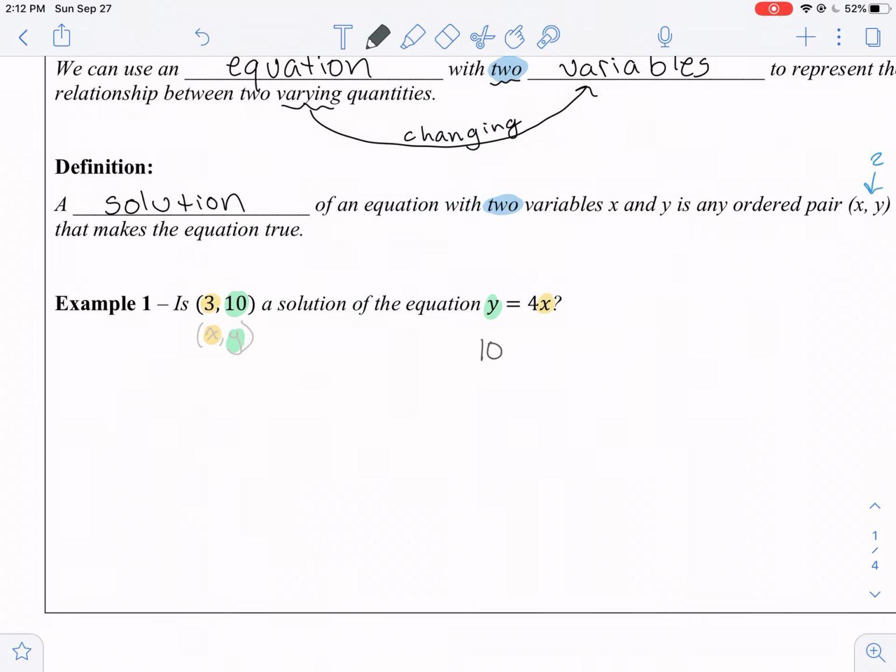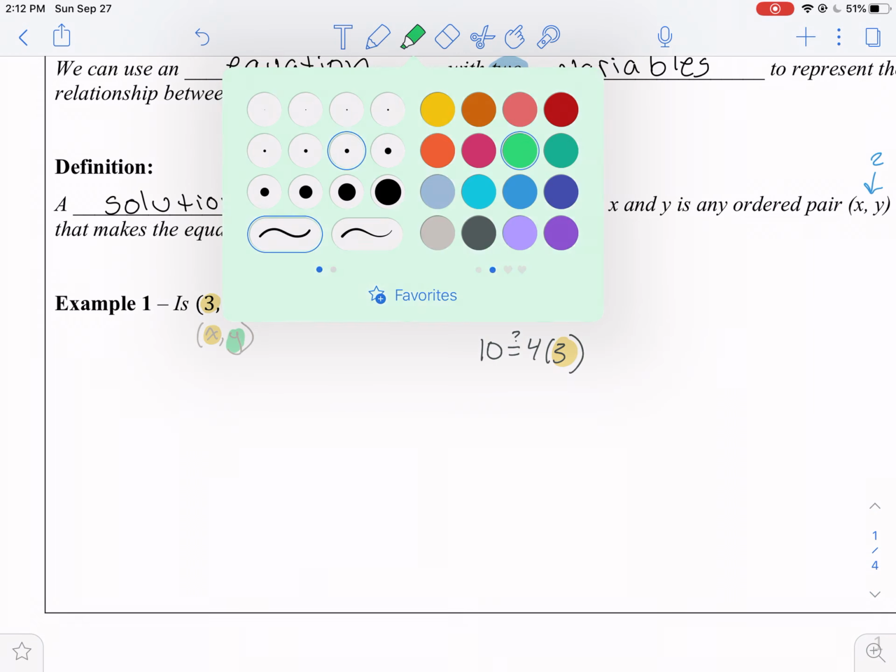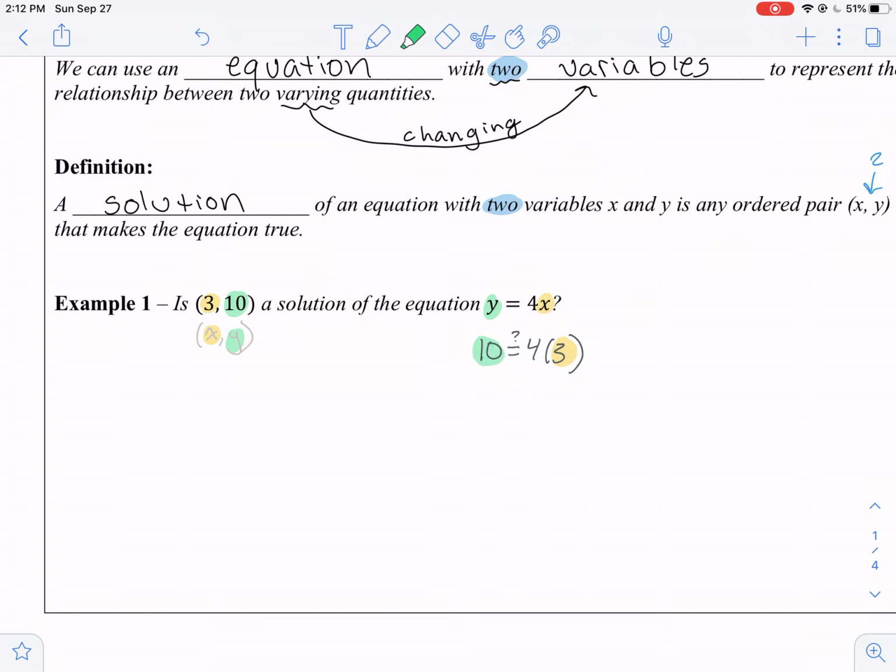Is it true that 10 equals 4 times 3? Again, we took 3 for our x, plugged it in. We took 10 for our y, plugged it in. And that'll simplify it just a little bit. Is it true that 10 equals 12? No, this is not true. So it's not a solution. Dang. Because it doesn't balance the scales. If we had a scale right here with our equals sign, and on this side we had 10, and on this side we had 4 times 3.